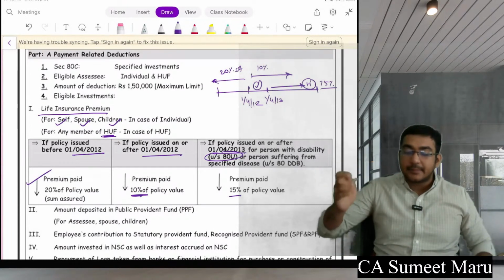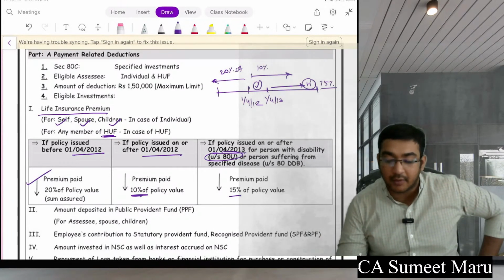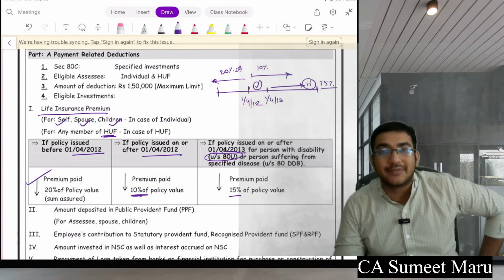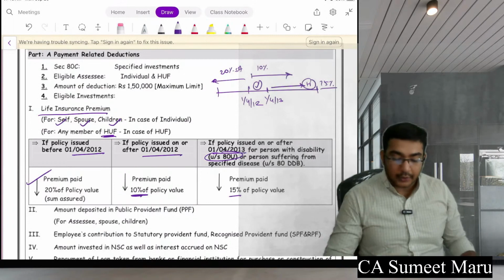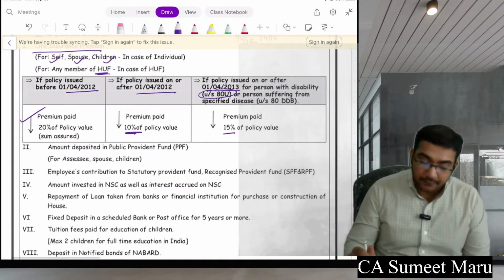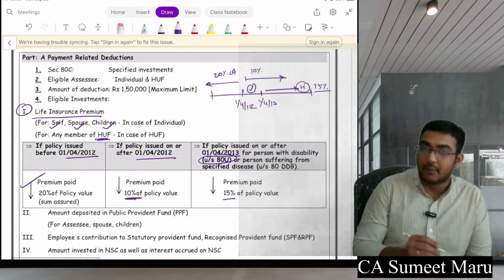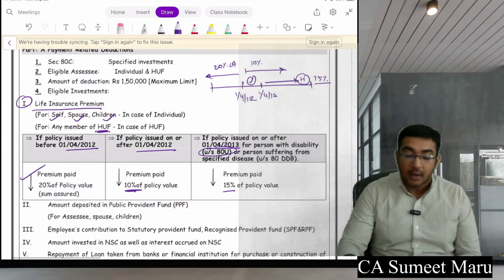If you take your policy before 1/4/12, the limit is 20% of sum assured or premium paid. After that it is 10% only. Okay. Further, this is the first part of this mall. This is the first section of this shop.